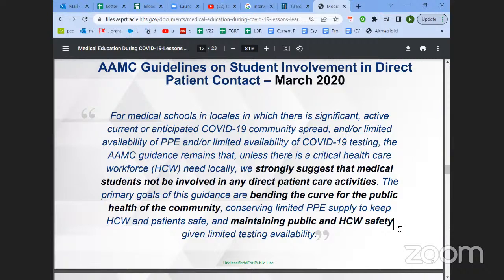There were some guidelines that were released in March of 2020 for medical students in locales in which there is significant active, current, or anticipated COVID-19 community spread, and/or limited availability of PPE, and/or limited availability of COVID-19 testing. The AAMC guidance remains that unless there is critical healthcare workforce needed locally, we strongly suggest that medical students not be involved in any direct patient care activities. The primary goals of this guidance are bending the curve for the public health of the community, conserving limited PPE supply to keep healthcare workers and patients safe, and maintaining public and healthcare workers' safety, given limited testing availability.